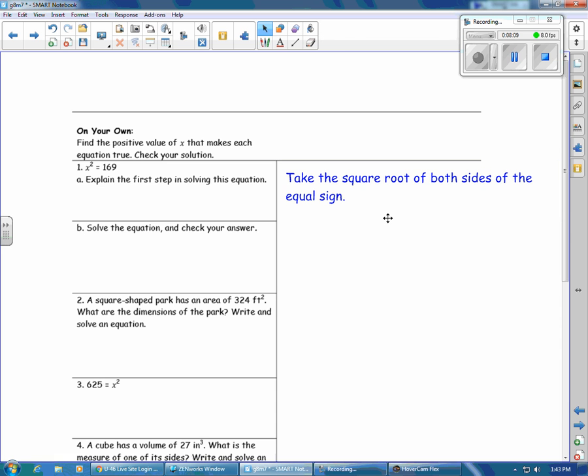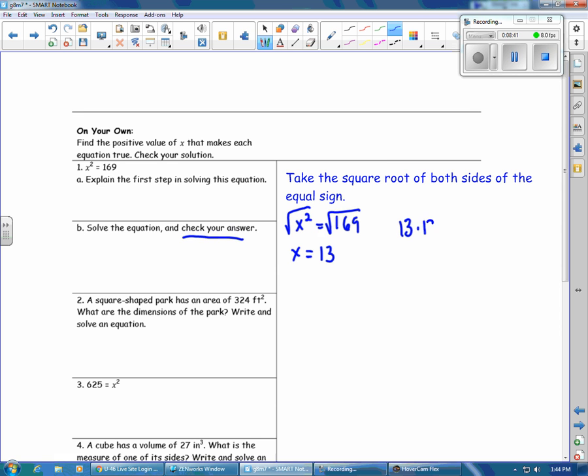So when I'm writing this equation, I would have x squared equals 169. In order to solve that, I don't want x squared, I just want x. So I'm going to take the square root there, square root here, and x is going to equal, what does x equal? Square root of 169 is 13. It says check your answer. You're thinking, how do I check my answer? Is 13 times 13 169? Yes. 169 equals 169. It's good.